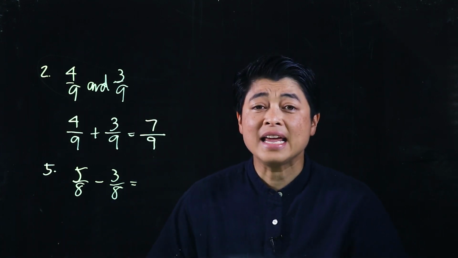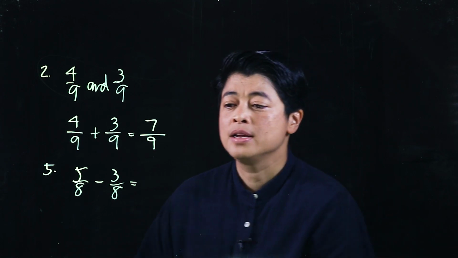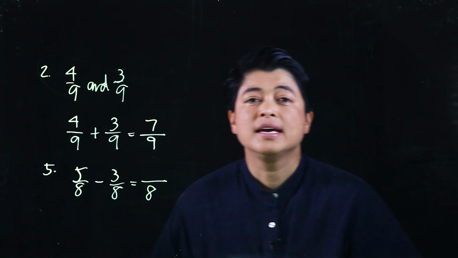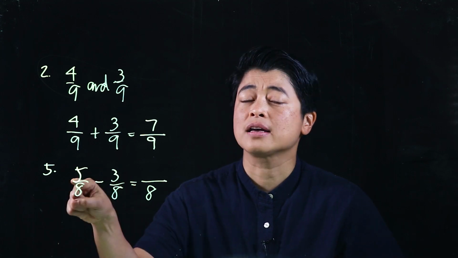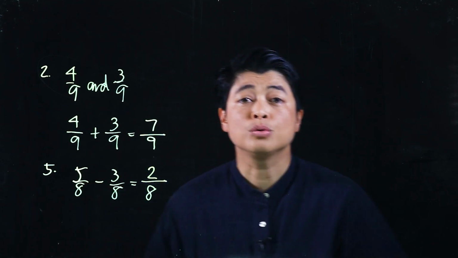Clearly, the denominators are the same, so this will be 8. And now we just subtract the numerators. So 5 minus 3 gives us 2.